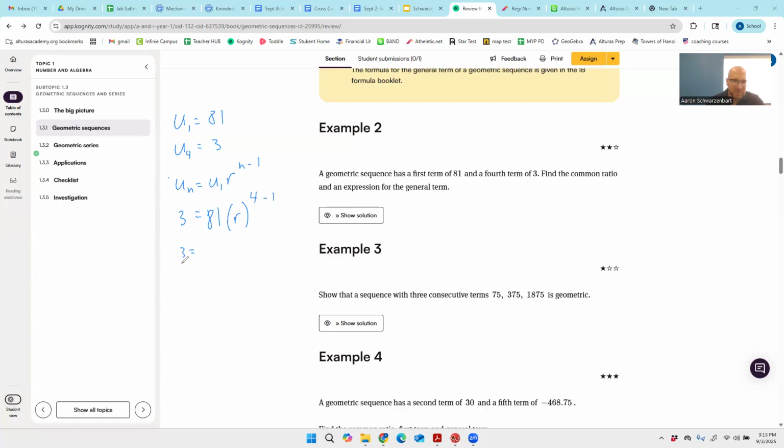I'm going to divide both sides by 81, so I get 3/81 equals r to the third. 3/81 reduces to 1/27. I'll cube root both sides, and that gives me r of 1/3.